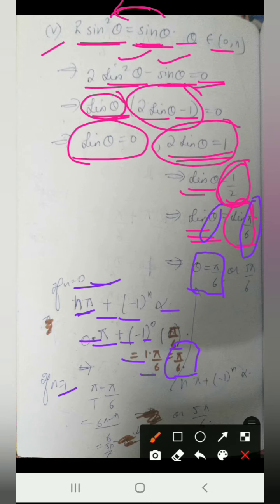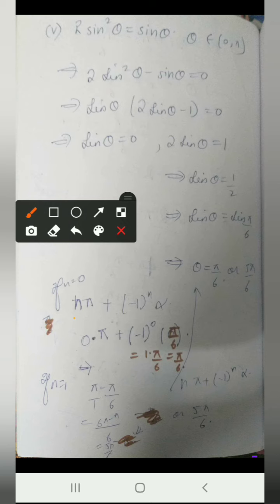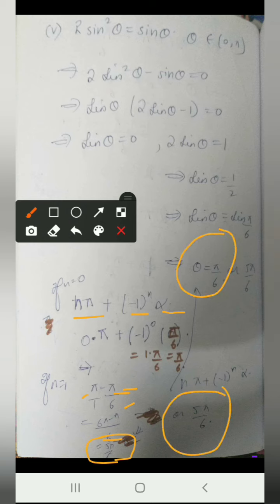And if n is equals to 1, substitute in this formula, n is equals to 1. 1 into pi is pi plus minus 1 power n into alpha. Alpha is pi by 6 here, right? So pi minus pi by 6, because minus 1 power 1 is minus 1 only, minus 1 into pi by 6. So if you take the LCM, you'll get 6 pi minus pi by 6. That's nothing but 5 pi by 6. So either we got the angle as pi by 6 or 5 pi by 6. So what is our answer? Either pi by 6 or 5 pi by 6. This completes all the 5 bits of second question.